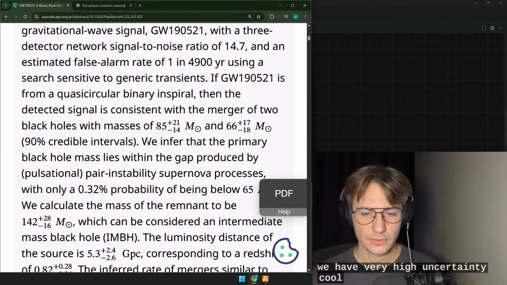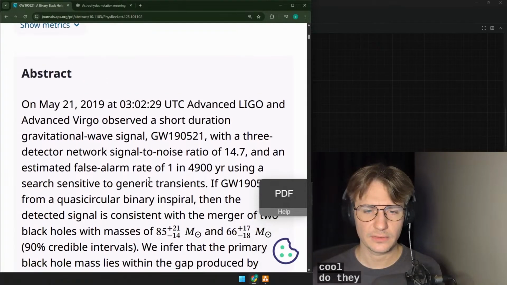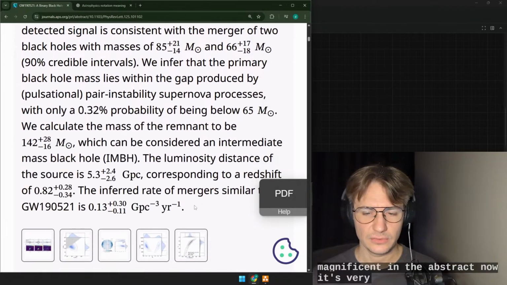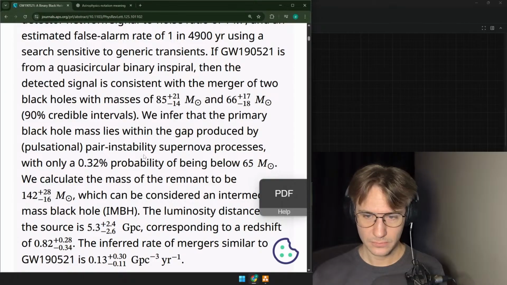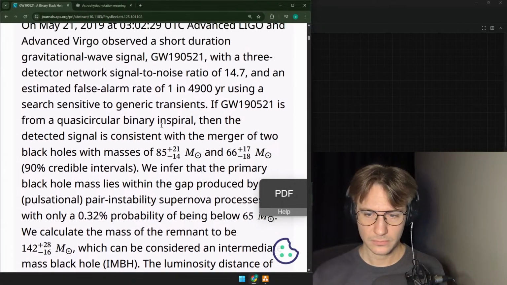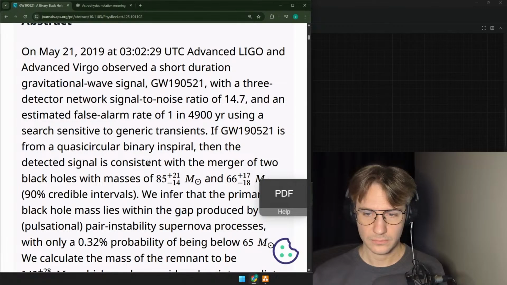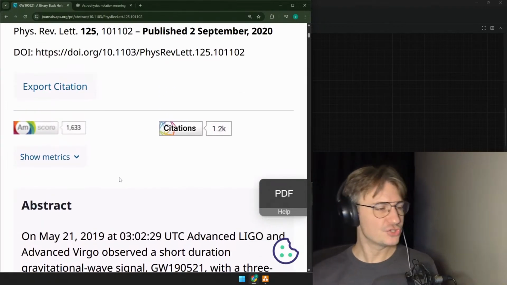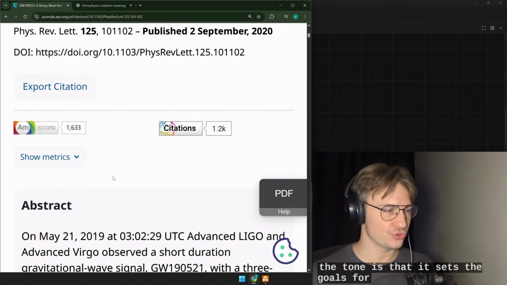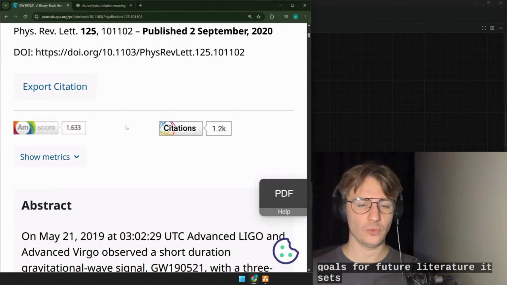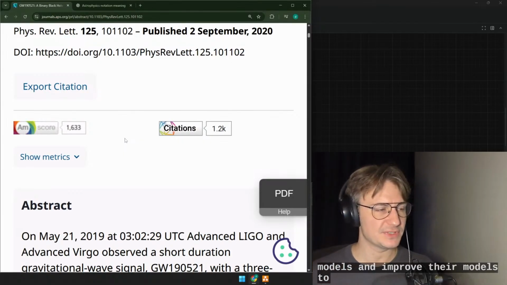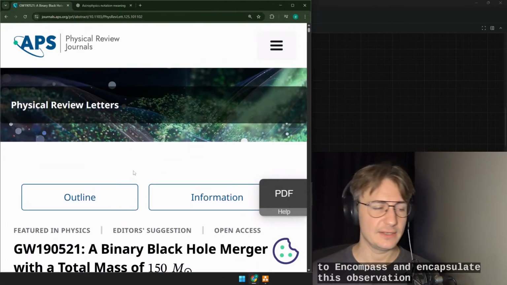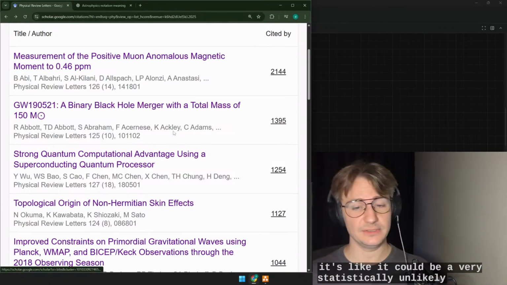Cool. Did they say anything magnificent in the abstract? No, it's very technical. Yes, and the tone is that it sets the goals for future literature. It sets the goal for existing experiments to focus their models and improve their models to encompass and encapsulate this observation. And it could be a very statistically unlikely event, but there you go.